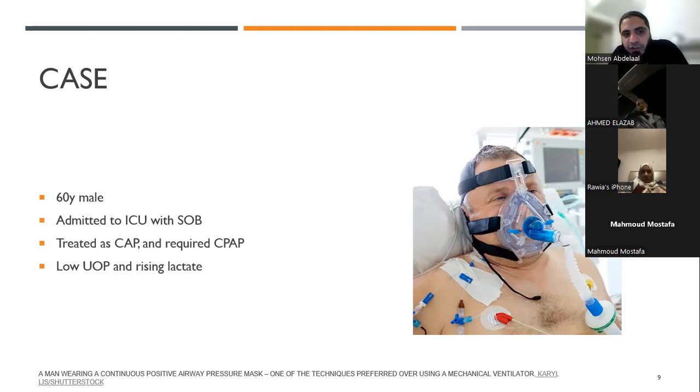A 60-plus male admitted to ICU with shortness of breath, needing respiratory support, treated as community-acquired pneumonia. He was hypoxic and really working hard, so they put him on a CPAP. In the middle of the night, one of the nurses noticed that the patient is not producing urine and he is hypotensive. She called one of the doctors and asked him, this patient came today with this and that. His urine output is very low and he is hypotensive. And I did a gas and his lactate is higher than before.